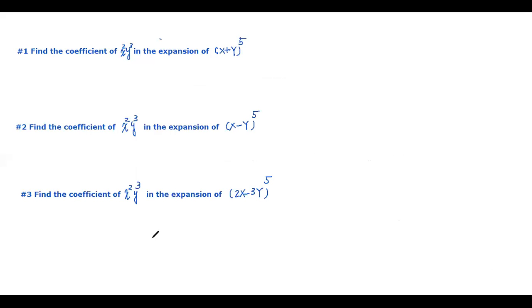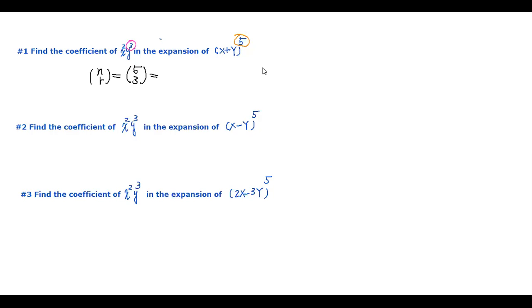The first one says, find the coefficient of x squared y cubed in the expansion of x plus y to the 5th power. So we know the coefficient here is n choose r, right? The n is 5, so that's why we said this is a 5. And the r is the coefficient here, so this will be 5 choose 3.